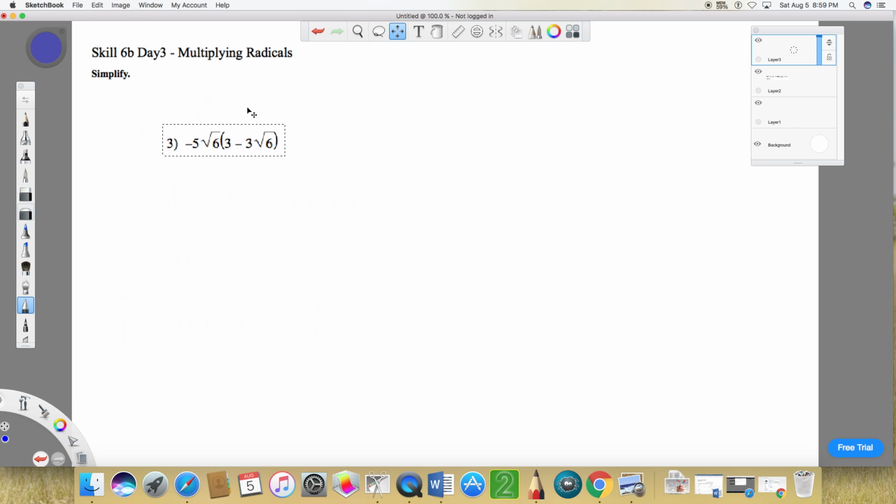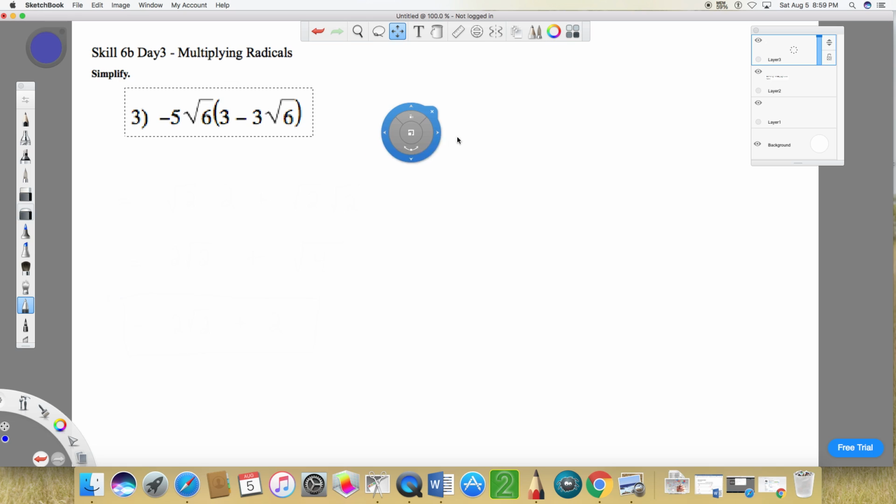So the idea is the same on this problem. However, we have negative signs that we're going to have to deal with, and we have numbers in front of the radical. So it just requires being careful. And again, multiplication distributes over addition or subtraction. So this first factor, and here's the second factor that's a binomial, we take this factor and we distribute it to each term.